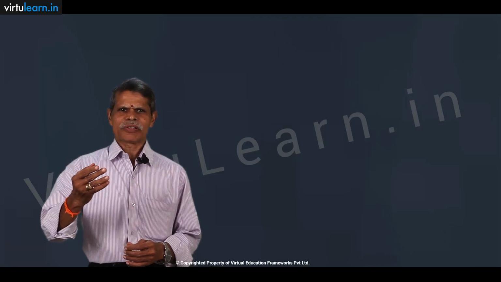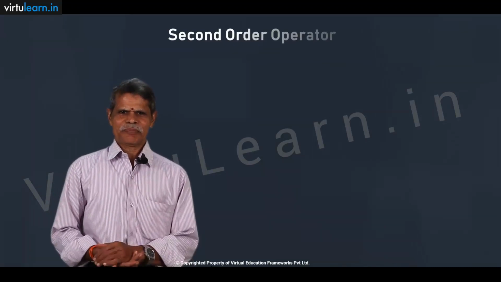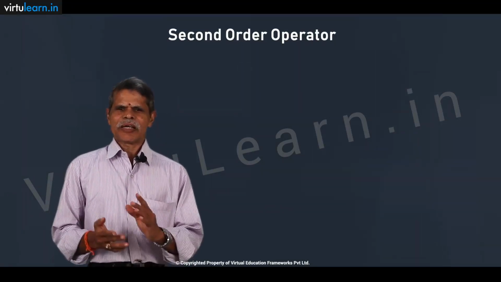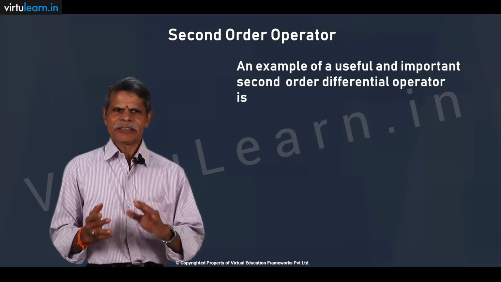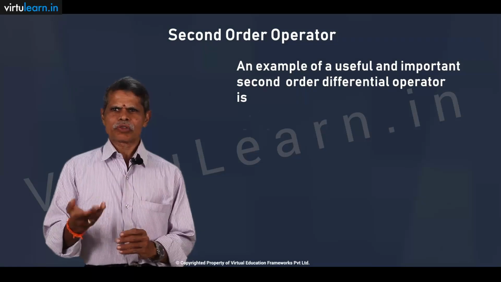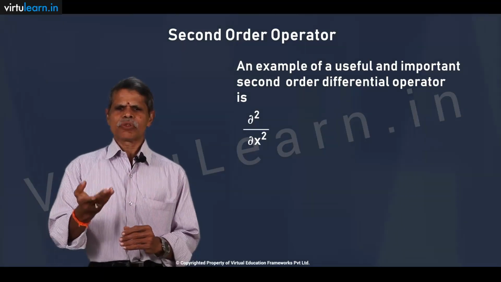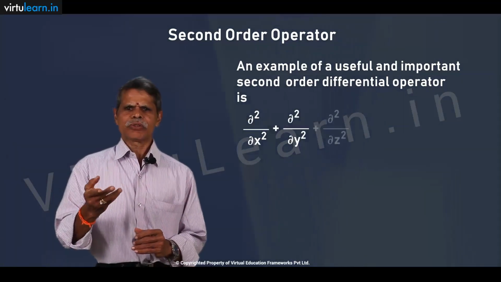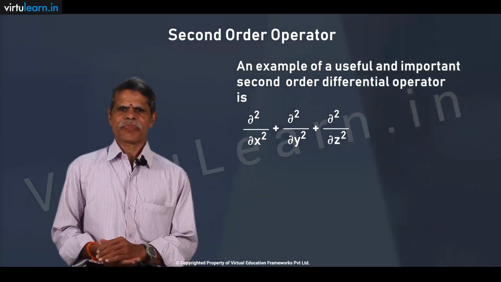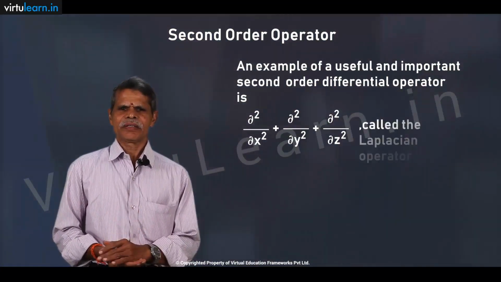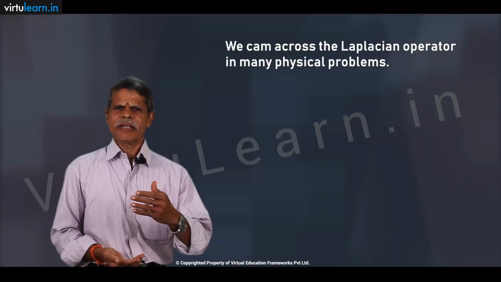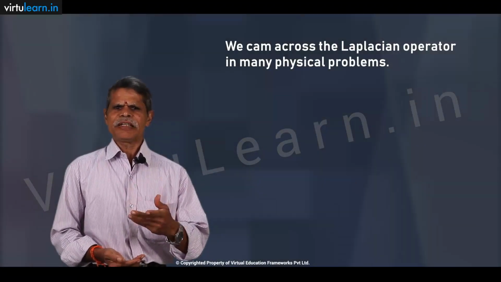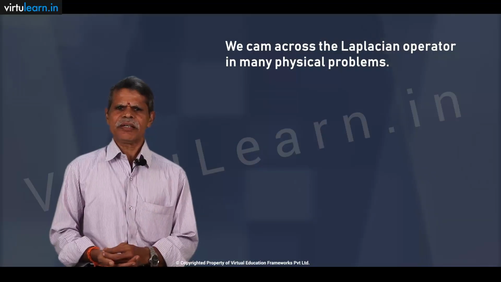Let's now discuss a little about second order operators. An example of a useful second order differential operator is ∂²/∂x² + ∂²/∂y² + ∂²/∂z². This is called the Laplacian operator.